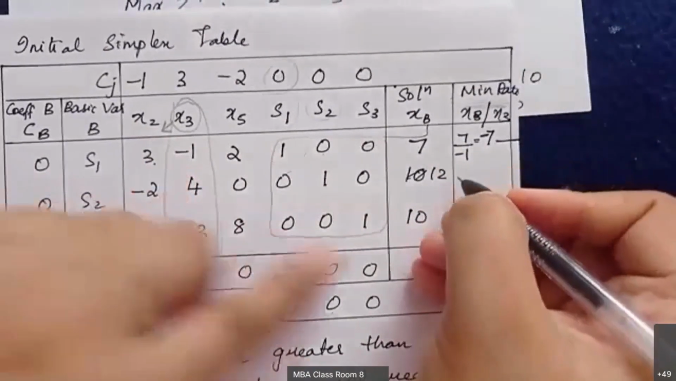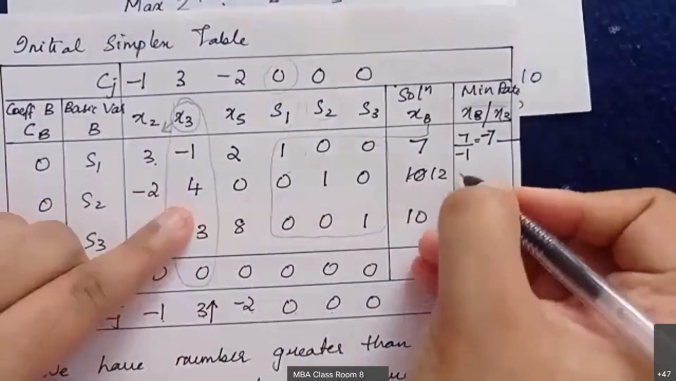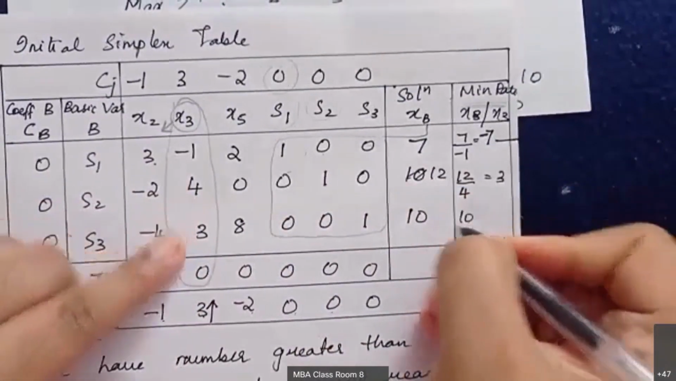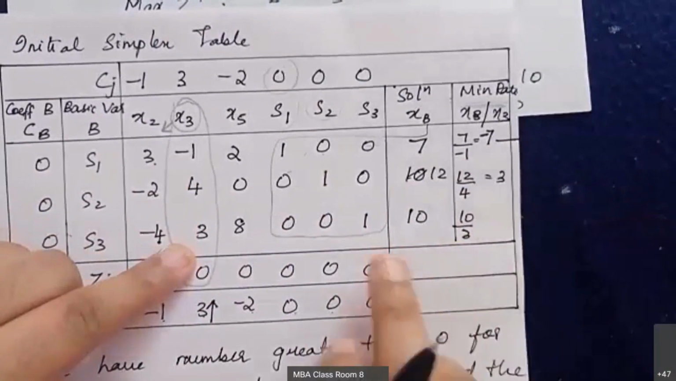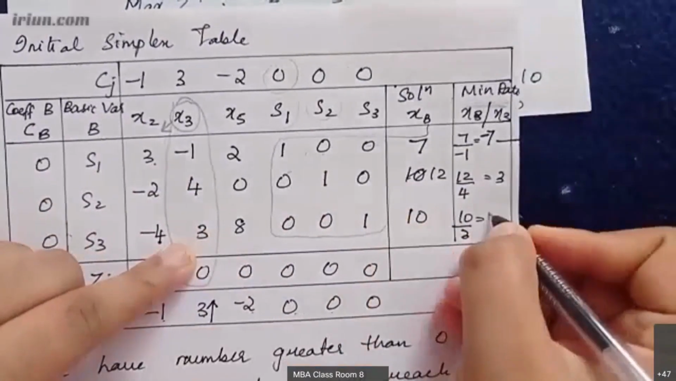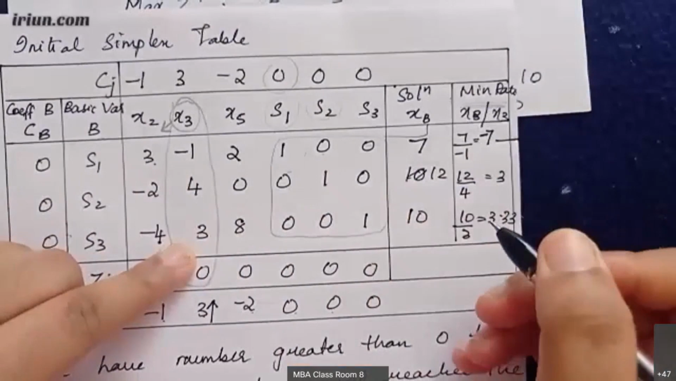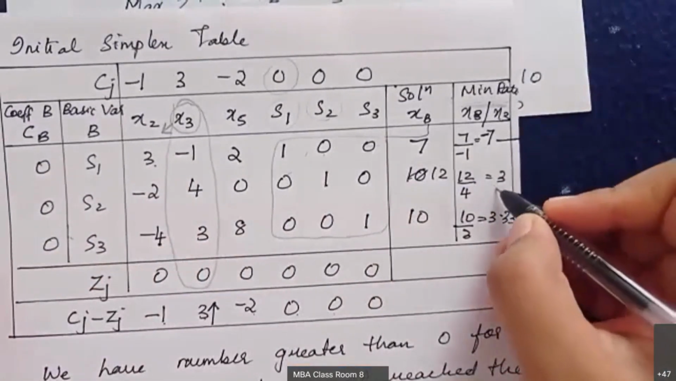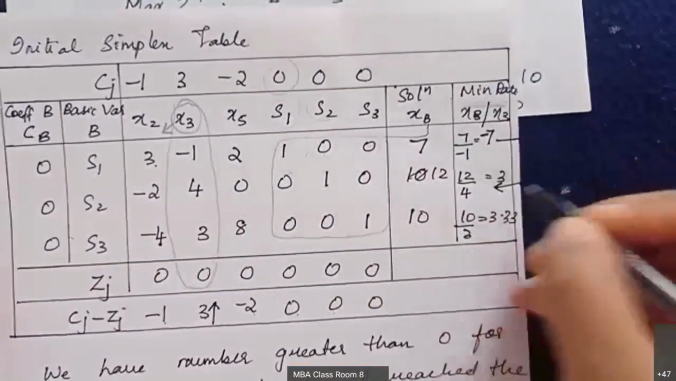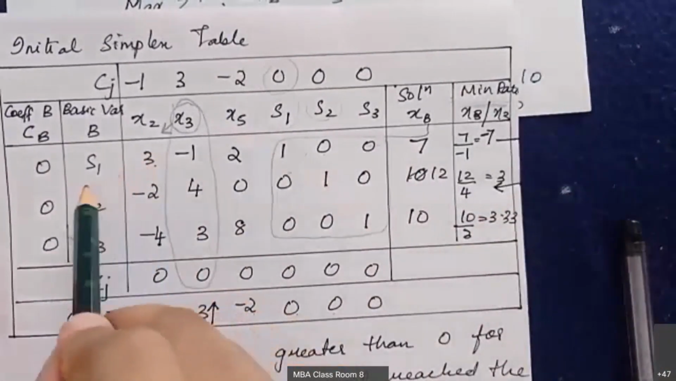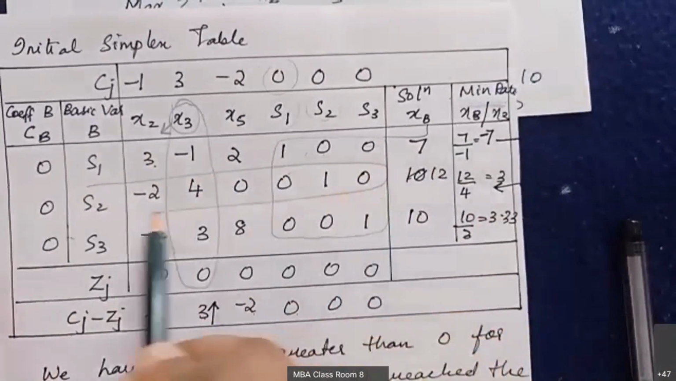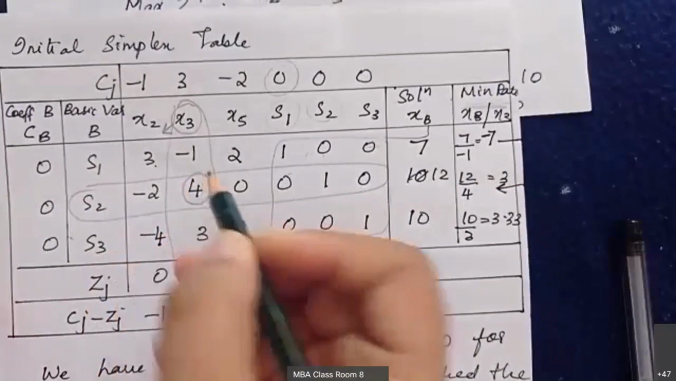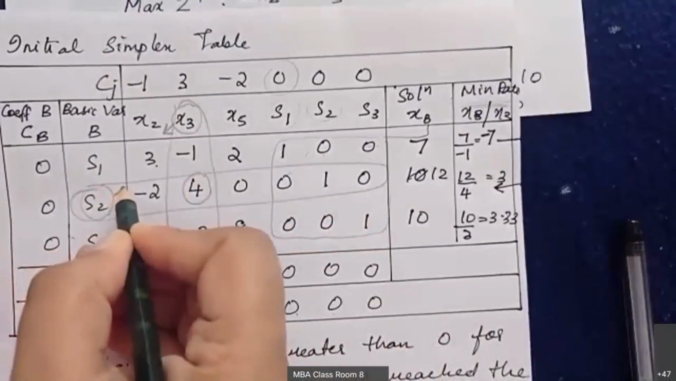Next one, 12 divided by 4, which is 3. Next one, 10 divided by 3, 10 is this one, divided by 3. You will get it as 3.33. So which is the minimum value here? We have 3 and 3.33. The minimum of both these values is 3, the least value. So we'll have to consider this as the key row. This is going to be the key element, and S2 is going to be the outgoing vector.